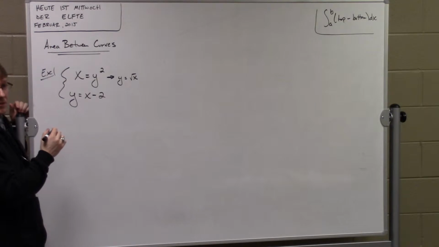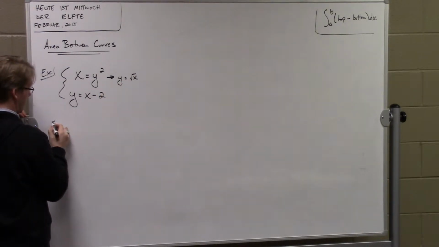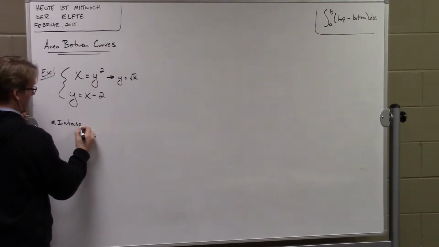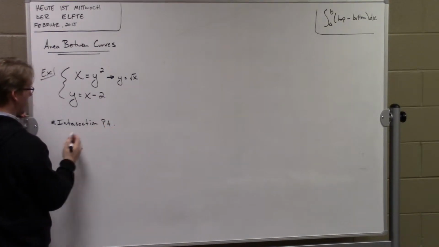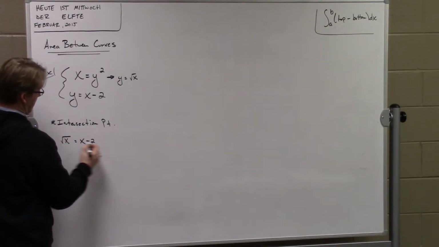It is a parent function, the square root. So if we set these two equal to each other, intersection, x minus 2, four points. Wait a second. So where does the square root of x equal x minus 2?